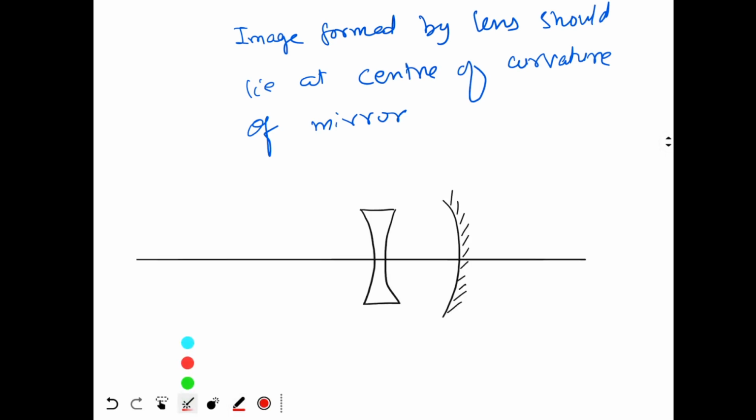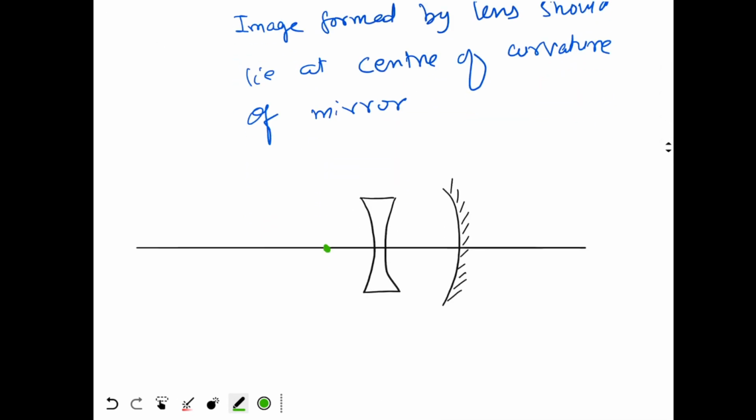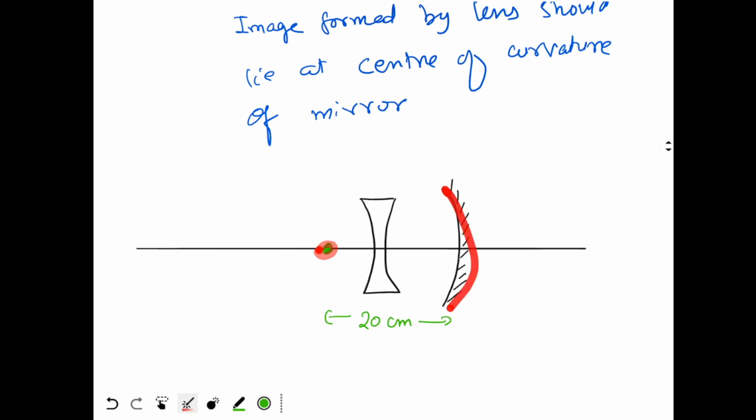So let's say this is your lens, okay, and this is the concave mirror. This is the diverging lens and the concave mirror. This is the principal axis, correct? Now let this be the center of curvature of the mirror. Since the mirror is given to be having focal length of 10 centimeter, this distance will be 20 centimeter, correct? This is the center of curvature of the spherical mirror.